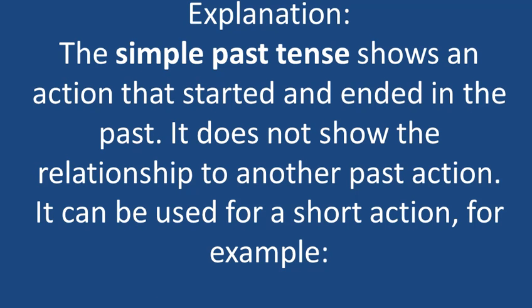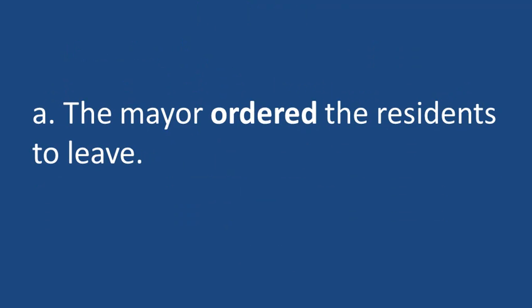The simple past tense shows an action that started and ended in the past. It does not show the relationship to another past action, and it can be used for a short action. For example, the mayor ordered the residents to leave. That's something that was short and sudden in the past.